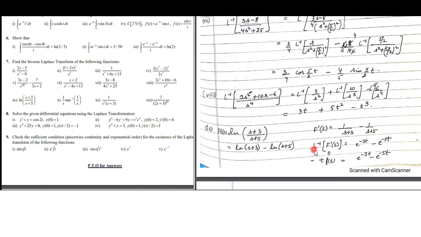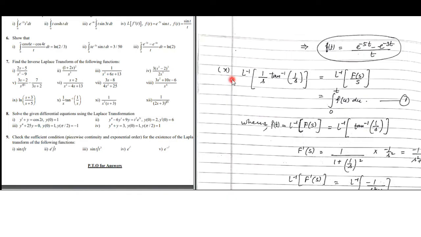Now we will take the Laplace inverse to both sides. So this is the Laplace of e to the power minus 3t, this is the Laplace of e to the power minus 5t, and the Laplace inverse of f dash s will be minus t times f(t). Since we know that the Laplace of t into f(t) is minus f dash s, so the Laplace inverse of f dash s will be minus t into f(t). So we get minus t into f(t) as this. You can take the minus t term to this side, you will get f(t), and that is the Laplace inverse of this term.